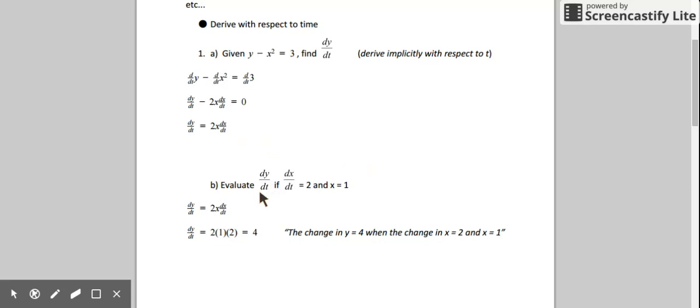So let's make sure we can substitute values if we're given them. So going back to that last problem, we could evaluate dy dt if we know what x is and if we know what dx dt is. So if we're told that the derivative of x with respect to time is 2 and x is 1, we could just substitute them back into this problem and evaluate the change in y with respect to time. So we're just substituting 1 for x and 2 for dx dt and simplifying, and we get 4. So the change in y is 4 when the change in x is 2 and x is 1.